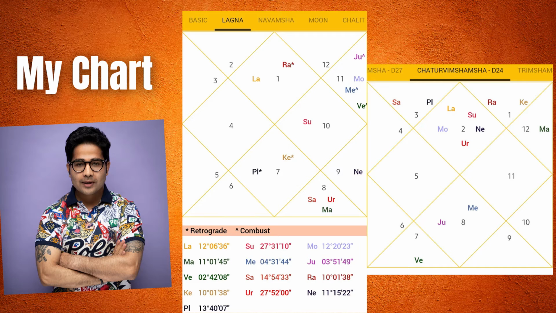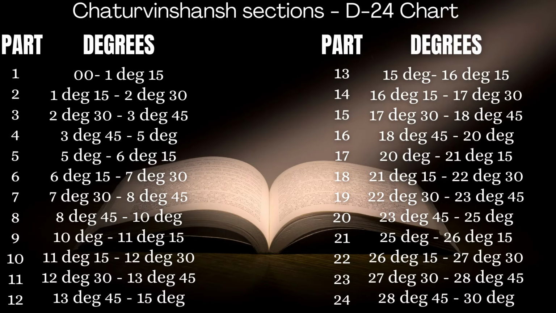So now friends, in my case, my 5th house Lord is the planet Sun. Now Sun is placed in an even sign and it is placed at 27 degrees 31 minutes. Now we will again go back to the distribution of the D24 chart. So 27 degrees 31 minutes will fall in the 23rd part. The 23rd part is from 27 degrees 30 minutes to 28 degrees 45 minutes. So the 23rd part in the even category.